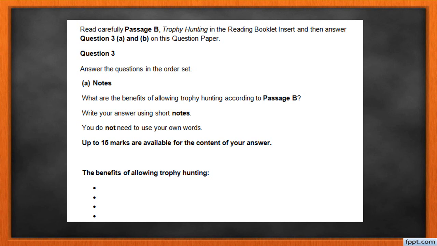Okay, so part A is your notes part, and it gives you the question clearly. What are the benefits of allowing trophy hunting according to passage B?